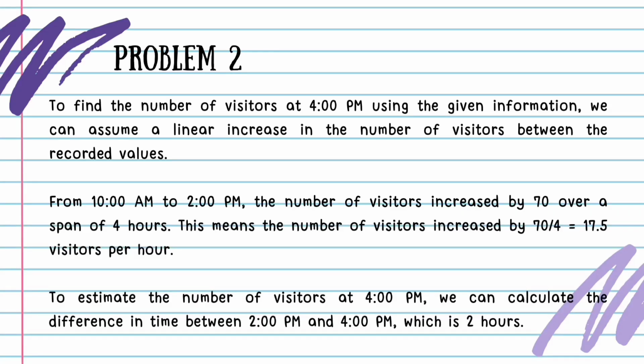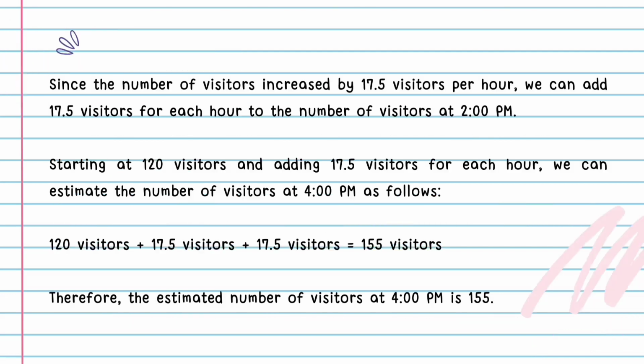So, to find the number of visitors at 4 p.m. using the given information, we can assume a linear increase in the number of visitors between the recorded values. From 10 a.m. to 2 p.m., the number of visitors increased by 70 over a span of 4 hours. This means the number of visitors increased by 70 over 4, equals 17.5 visitors per hour. So, to estimate the number of visitors at 4 p.m., we calculate the difference in time between 2 p.m. and 4 p.m., which is 2 hours. Since the number of visitors increased by 17.5 per hour, we can add 17.5 visitors each hour to the number of visitors at 2 p.m.